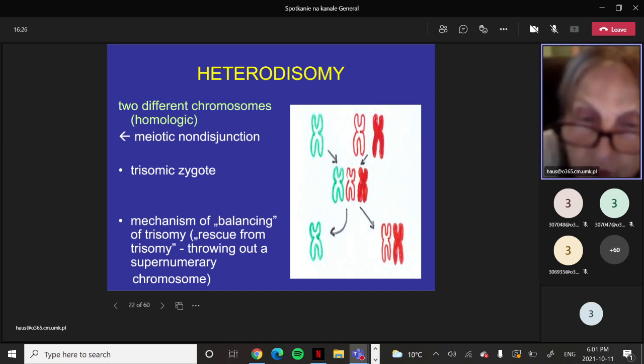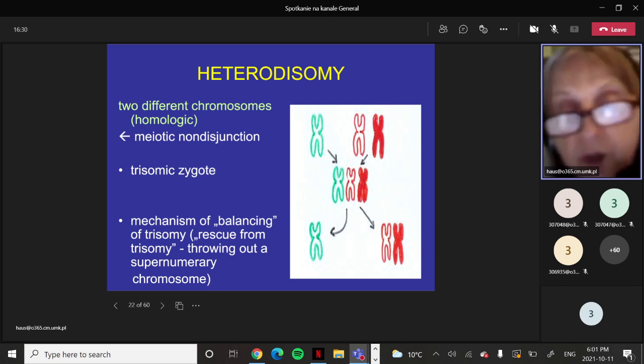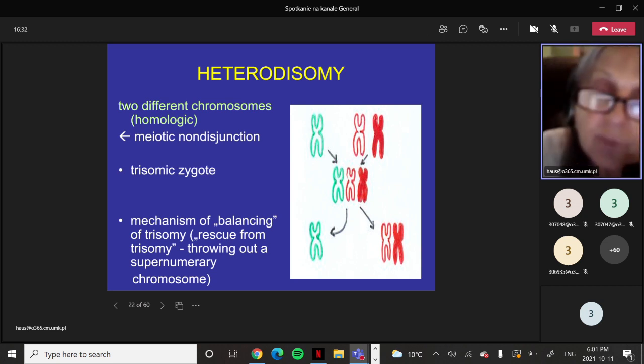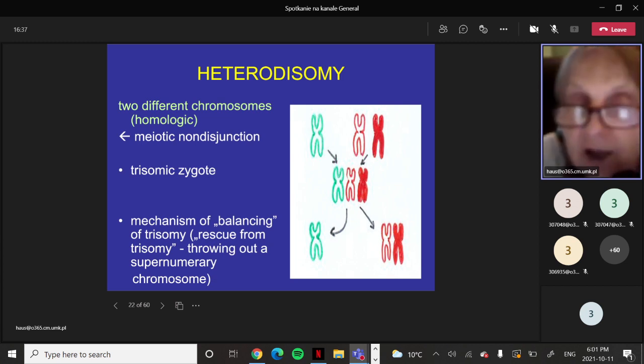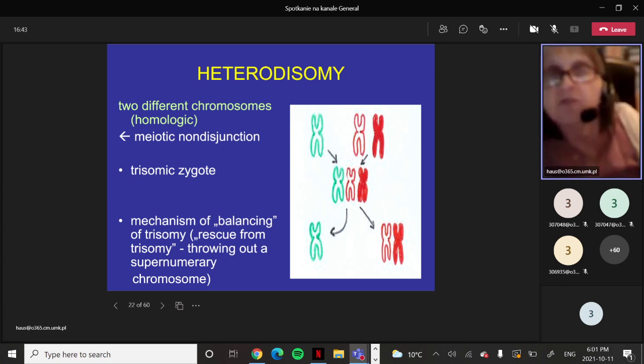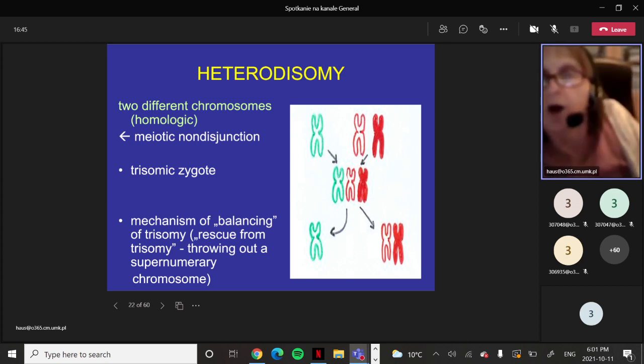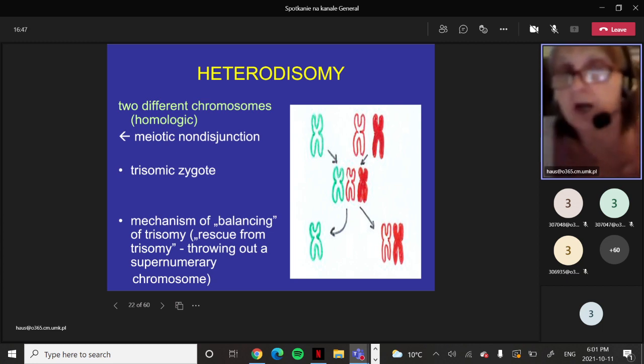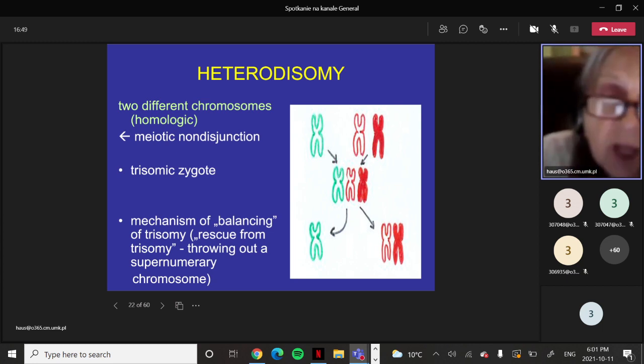The question is whether chromosomes Y and X are homologous chromosomes. In a certain sense they are, because they have the pseudo-autosomal regions which are homologous.